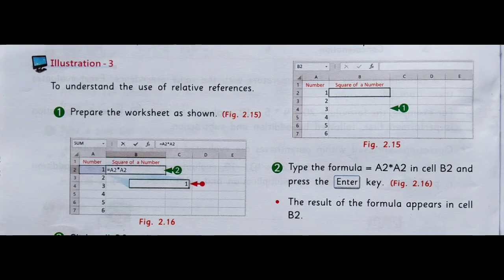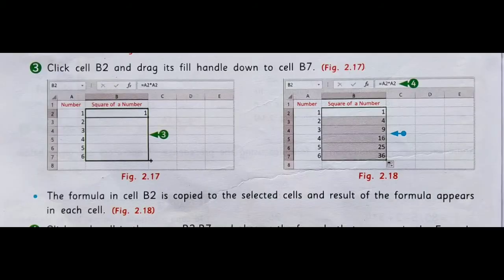Illustration 3. To understand the use of relative references, first prepare the worksheet as shown in figure 2.15. Type the formula A2*A2 in cell B2 and press the Enter key. The result of the formula appears in cell B2. So you can see in figure 2.16 how we are typing the formula. Now click cell B2 and drag its fill handle down to cell B7, which is figure 2.17. The formula in cell B2 is copied to the selected cells and the result of the formula appears in each cell, which is figure 2.18.